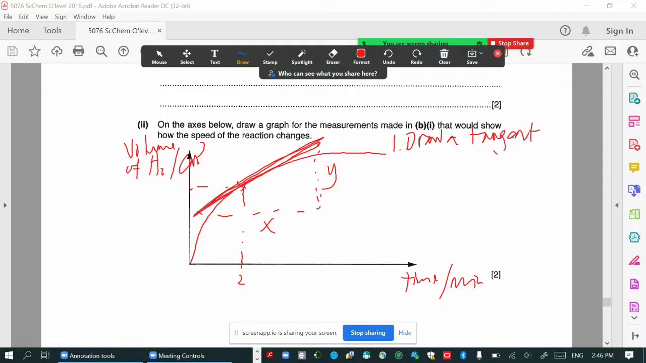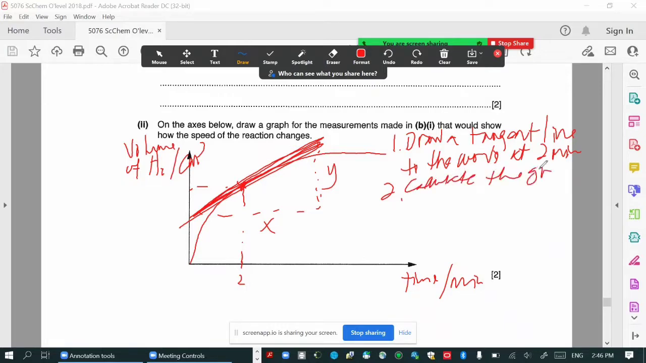Draw a tangent line to the curve at 2 minutes, which means at this point, draw a tangent line. Then after that, you need to describe how the speed of reaction can be calculated. The speed of reaction in this case is the gradient of the tangent line. So you have to calculate the gradient, and you have to give the formula of the gradient. So what is the formula of the gradient? It is the rise over the run.